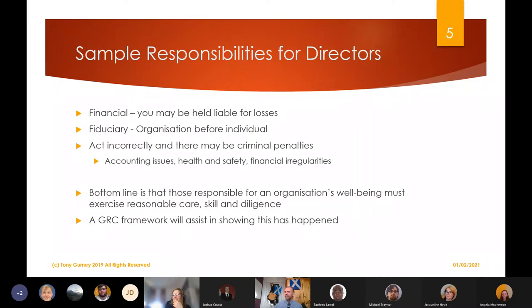But any organisation has to do the same. You want to hire a window cleaner for your business? Then you have to get the best window cleaning service. You can't just hire your brother-in-law because you happen to know him. You have to put the organization before the individual. And as I say, if you don't do that, there may be actual criminal penalties, fines, jail time. And these run in all sorts of places, not just financial. It could be health and safety. It could be accounting. It could be anything at all. So if you're in charge of an organisation, you have to exercise a reasonable amount of care when you do things. Now, reasonable is a great word.